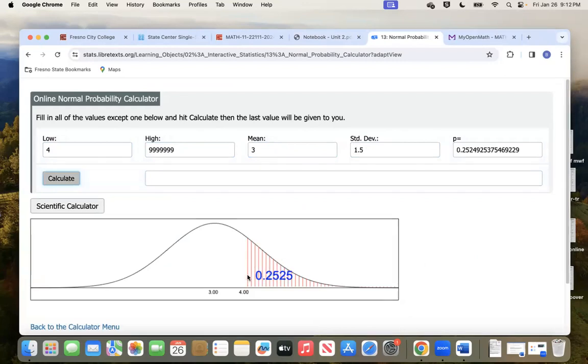So there's the top from 4 onward is 0.2525, so about 25% of the patients spend 4 days or longer in recovery, about 25%. So there's that answer. Okay, let's go back now to the next part.